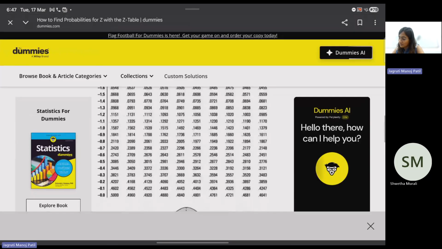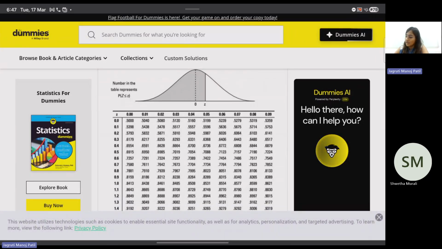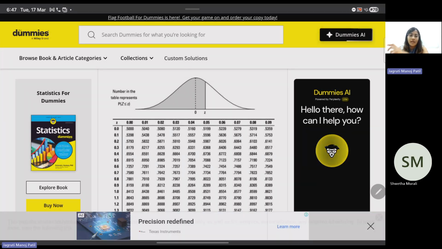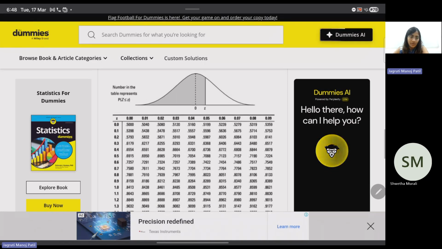I don't know which side I'm looking. Okay, so this is for the negative side. Okay, this is for the positive side. If you see in this case, it is showing the table for the probability of values which are below this z. Okay, if your random variable z that you're looking at is less than this z, you want to compute the probability here.